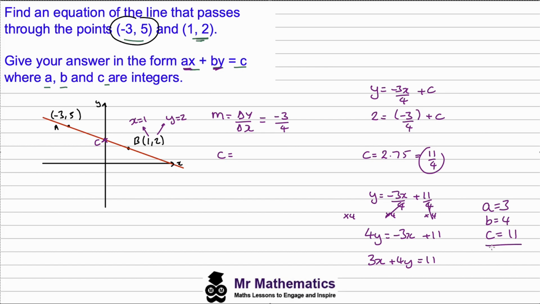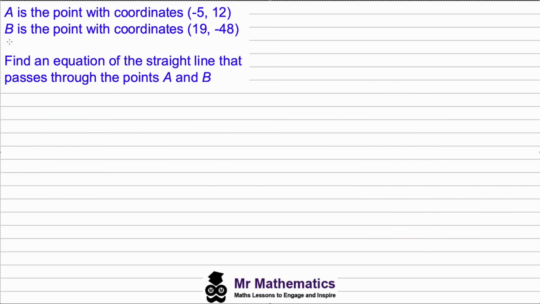Okay? Let's try one final question. Okay, so finally, we're told that A is the point with the coordinates -5 and 12, and B is the point with coordinates 19 and negative 48. We've been asked to find an equation of a straight line that passes through the points A to B. So if you want to try this question yourself, you can pause the video and come back when you're ready.